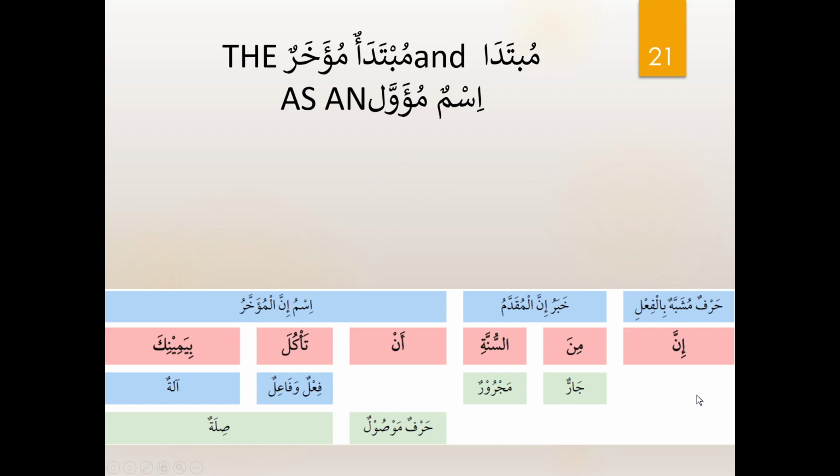Although this is a jumla ismiyah, it's not your typical mubtada and khabar, because we have inna acting on it. So your mubtada has now actually become ismu inna rather than mubtada mu'akhkhar. But in this structure, we take it as mubtada mu'akhkhar, and this one as your khabar muqaddam. So here it's just explaining what's going on.